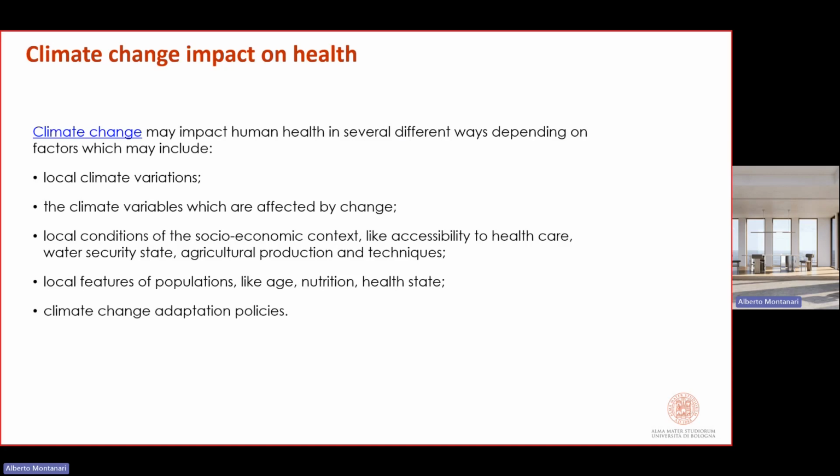And once again, local conditions: socioeconomic context, the state of the healthcare system, accessibility to healthcare, and water security state are extremely important. So, do people have easy access to water? Agricultural production and techniques, the local features of the population like age, which is extremely important, and nutrition, the health state of the people. So this is why we talk about the global state of health, and the presence or not of climate change adaptation policies.